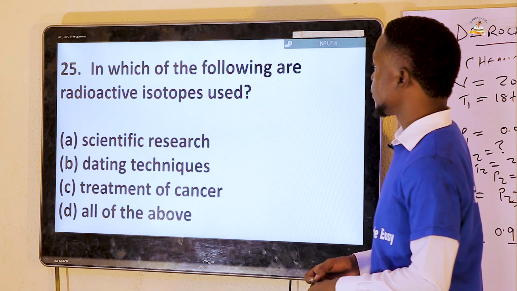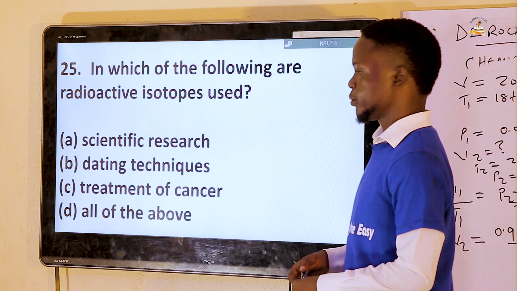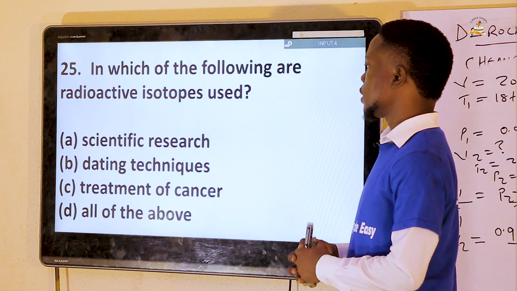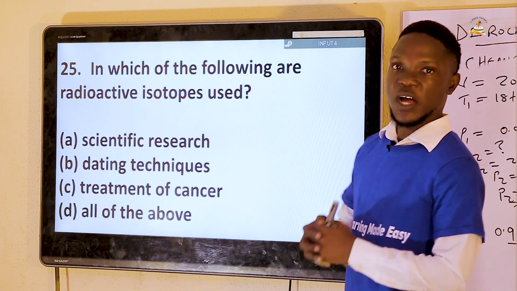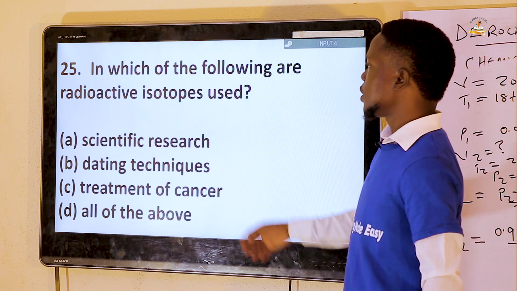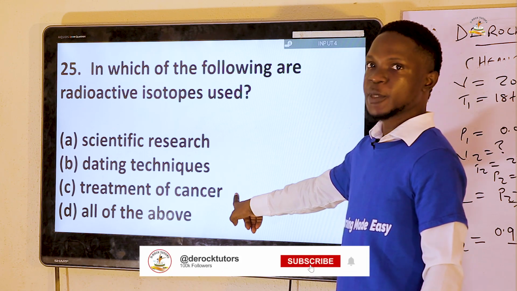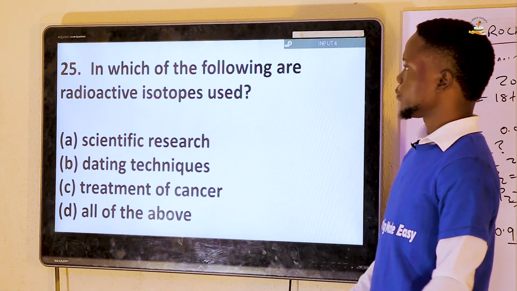Question number 25. Which of the following are radioactive isotopes used? Option A, scientific research. B, dating techniques. C, treatment of cancer. And D, all of the above. So radioactive isotopes are used in scientific researches. They are used in dating techniques. They are also used in the treatment of cancer. So the answer is D, all of the above.